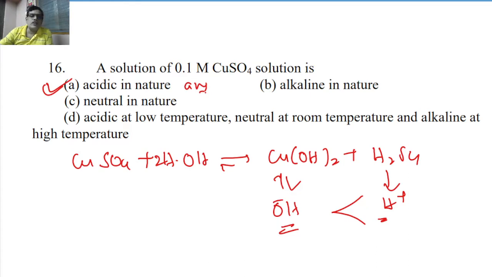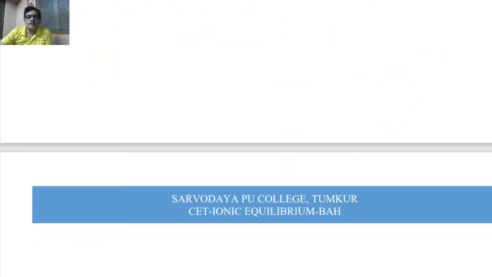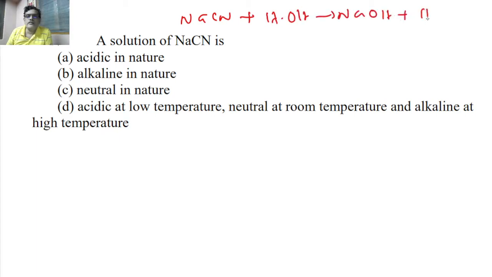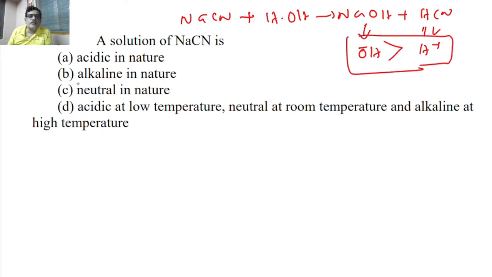So hydrolysis of salts or salt solutions can be either acidic or alkaline or basic depending upon the hydrolysis of the ions. Similarly, sodium cyanide. You may imagine NaCN reacting with water to produce NaOH and HCN. HCN is a weak acid, producing a small amount of H plus. NaOH produces a large amount of OH minus, therefore OH minus is greater than H plus. Therefore the solution will be alkaline in nature.